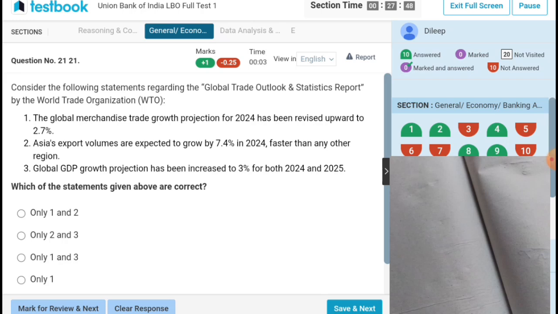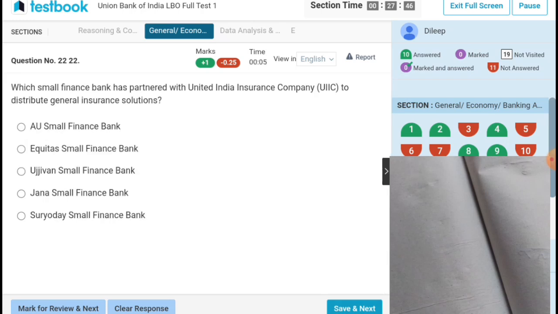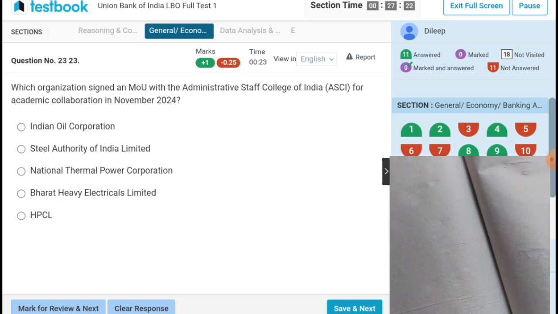Global merchandise. Insurance solution. I use Small Finance Bank, I think. Which small finance bank partnered with United India Insurance Company to distribute general insurance solutions? I think AU. Which organization staff India? Indian Oil Corporation, I think.